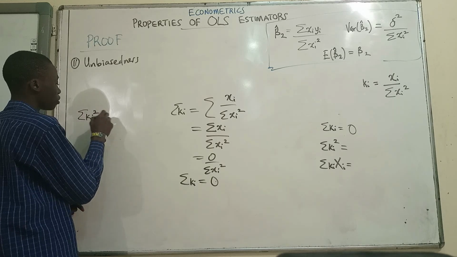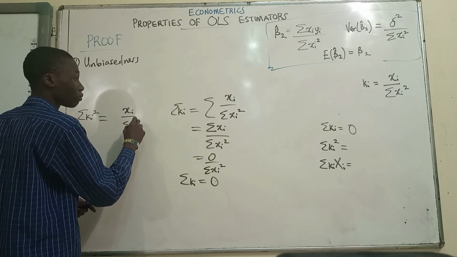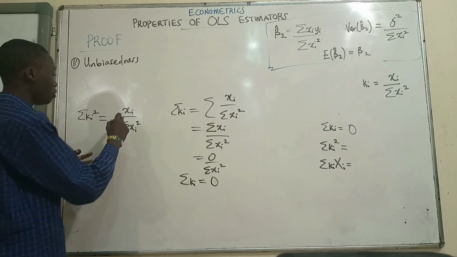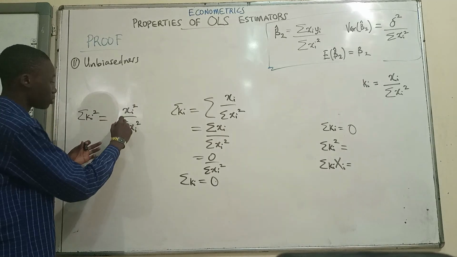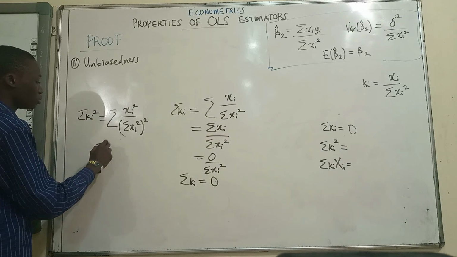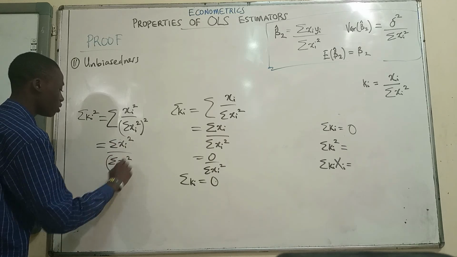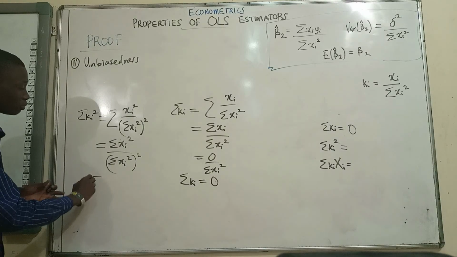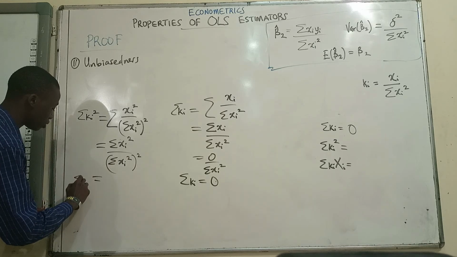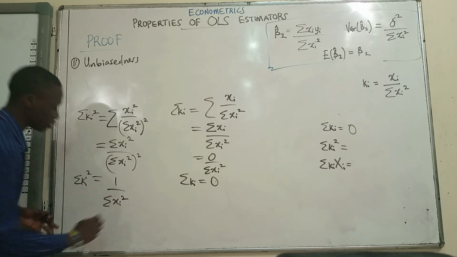So up next, let's work on summation k squared. Our k again is this. Then we are squaring it first. If we square this, the numerator is x squared and the denominator is squared too. Then we introduce a summation, which is summation xi squared over summation xi squared all squared. And with this we can cancel one of the summation xi squared, and we'll be left with summation ki squared as 1 over summation xi squared.